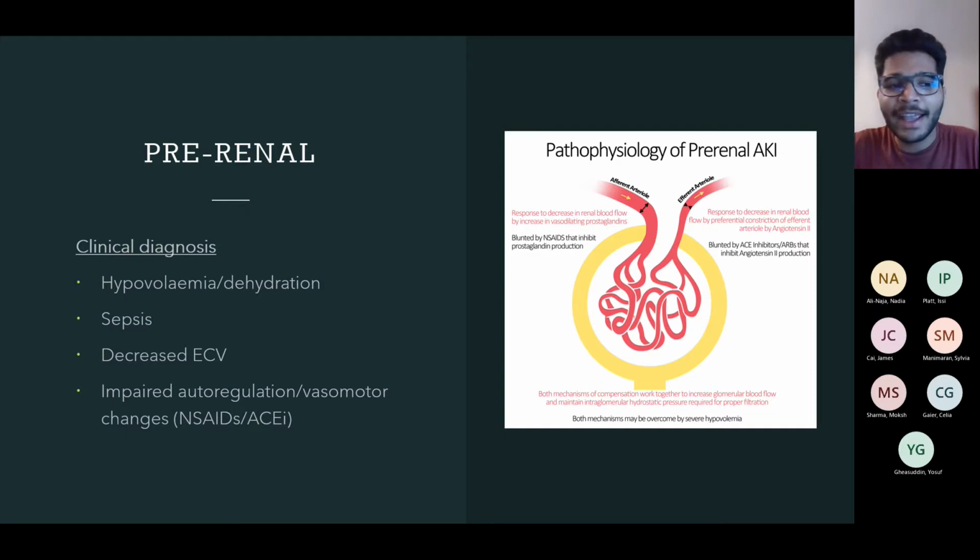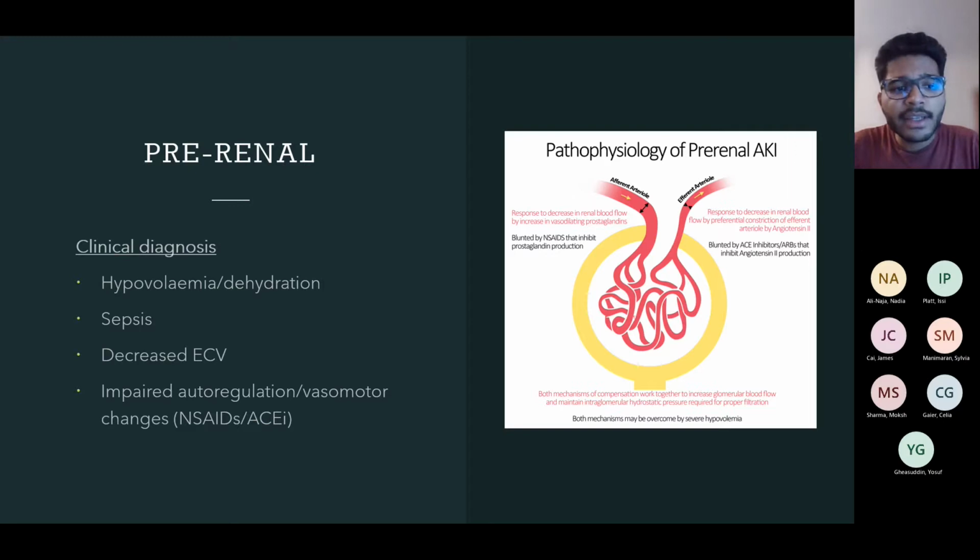So as I was saying, prerenal AKI is a clinical diagnosis. And you can think of prerenal AKI as pretty much anything that's stopping blood getting to the kidneys effectively. So if somebody's hypovolemic or dehydrated, they're not going to be perfusing their kidneys properly. So that's a cause of prerenal AKI. If they're septic, then all of their capillaries are leaking and they're in shock. They're not going to be getting enough blood to their kidneys. So that's also prerenal AKI.